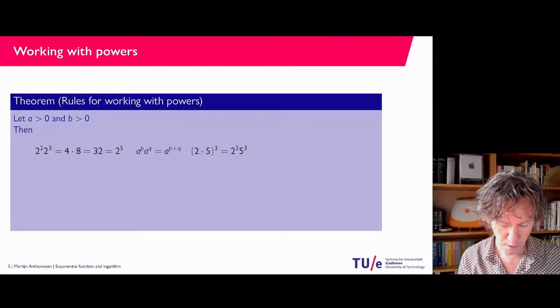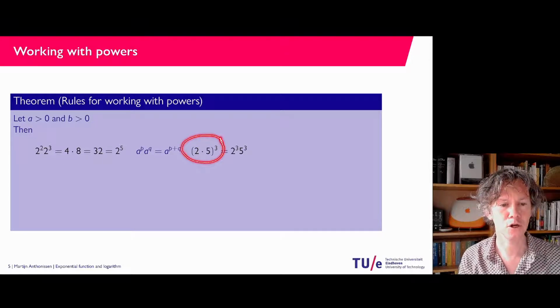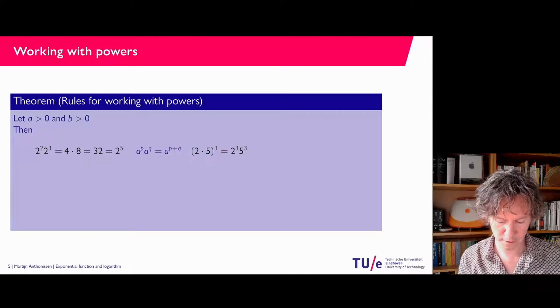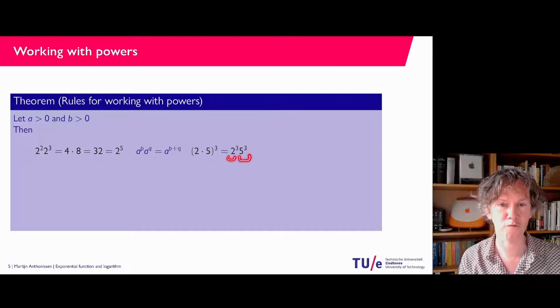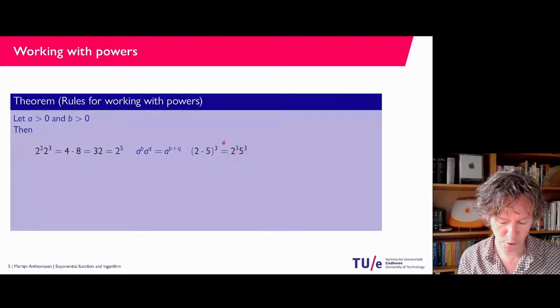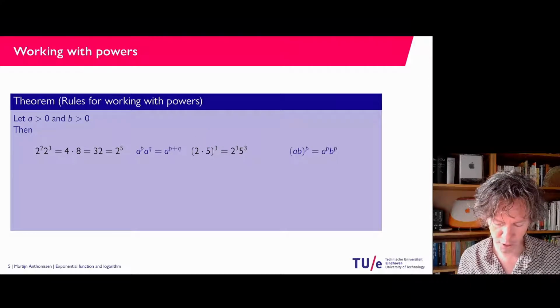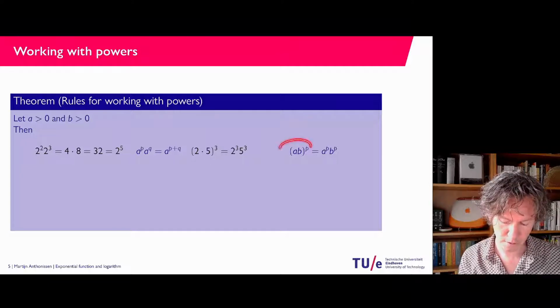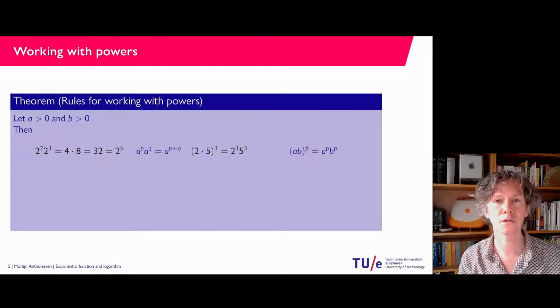Another rule: if you have 2 times 5 to the power 3, that's 8 times 125, you can also do that. So you can either do that as 2 times 5 is 10 to the power 3, or you can say that's 8 times 125. They are the same. So you can bring the power to the individual factors inside the product here. So in general, with a's and b's, if you have ab in between brackets to the power p, that's a to the power p times b to the power p.